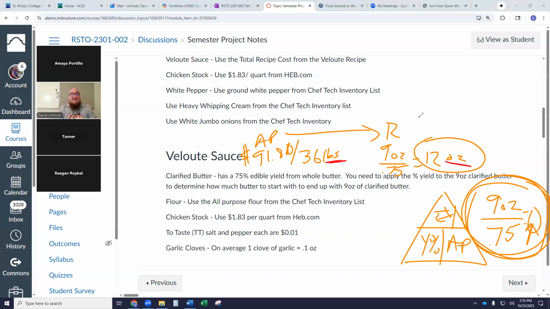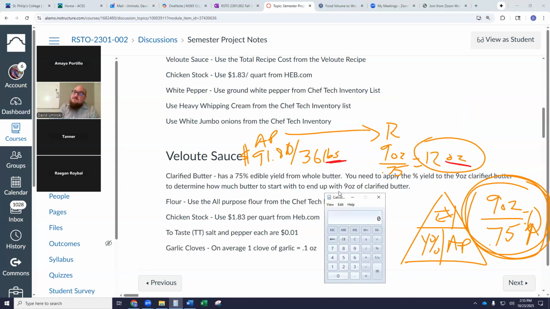So what I would recommend that you do in this particular example is, let me open up my calculator. You could, like you mentioned before, divide $91.80 by 36. That would be your cost per pound, but our unit still wouldn't match. So what I would recommend is do 36 times 16 ounces. And that tells me that those 36 pounds actually equals 576 ounces.